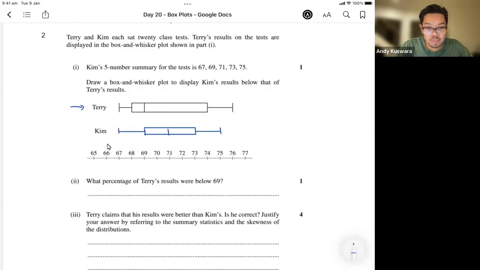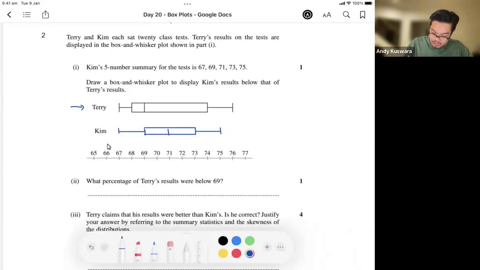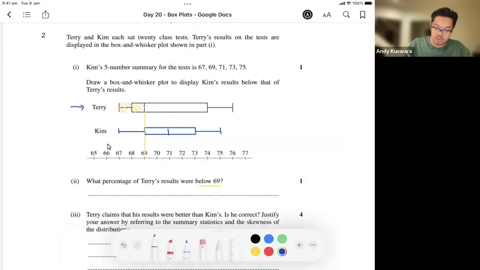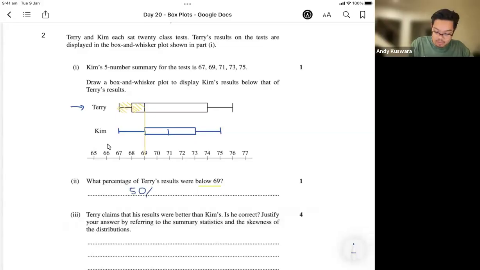That's worth 1 mark. Now it says, what percentage of Terry's results were below 69? Again, similar to that question above, we're talking about Terry, and we're talking about this section here and that section there. That is below 69, if you can see. So you would say here that there are 2 sections. That's worth 50%, because remember, each section is worth 25%. You can see there that yellow part is worth a total of 50%.